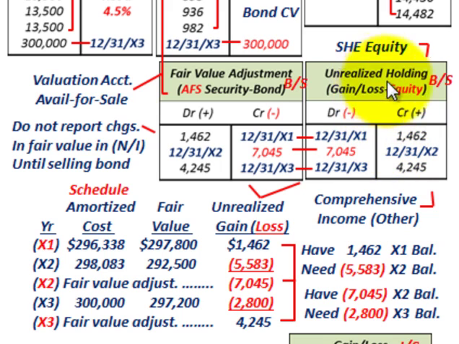So this unrealized holding gain and loss is part of shareholders' equity on the balance sheet, but it would be listed under other comprehensive income. Okay, so we've taken care of that here for that first year. But we want to make a point here.